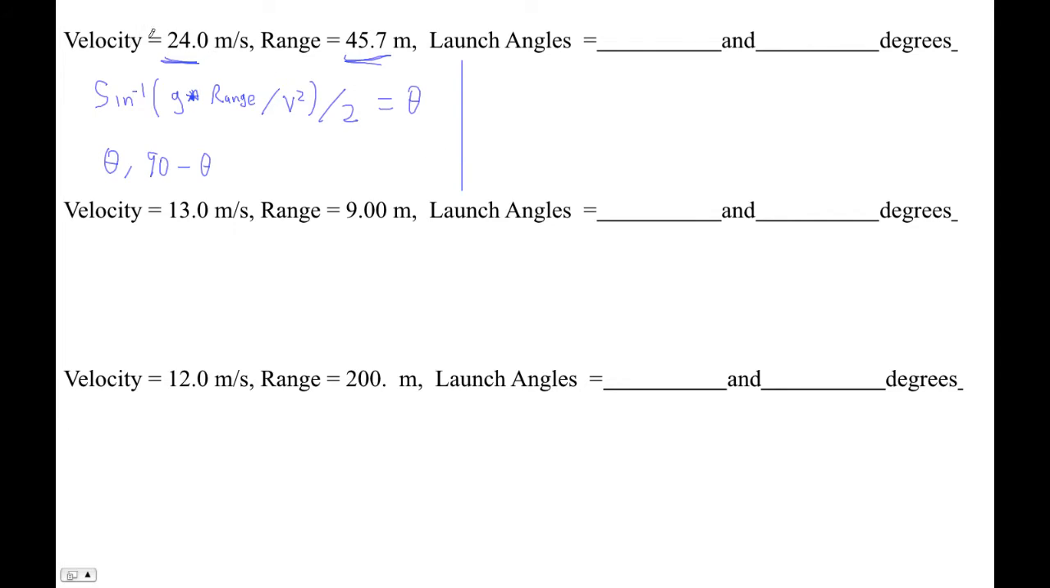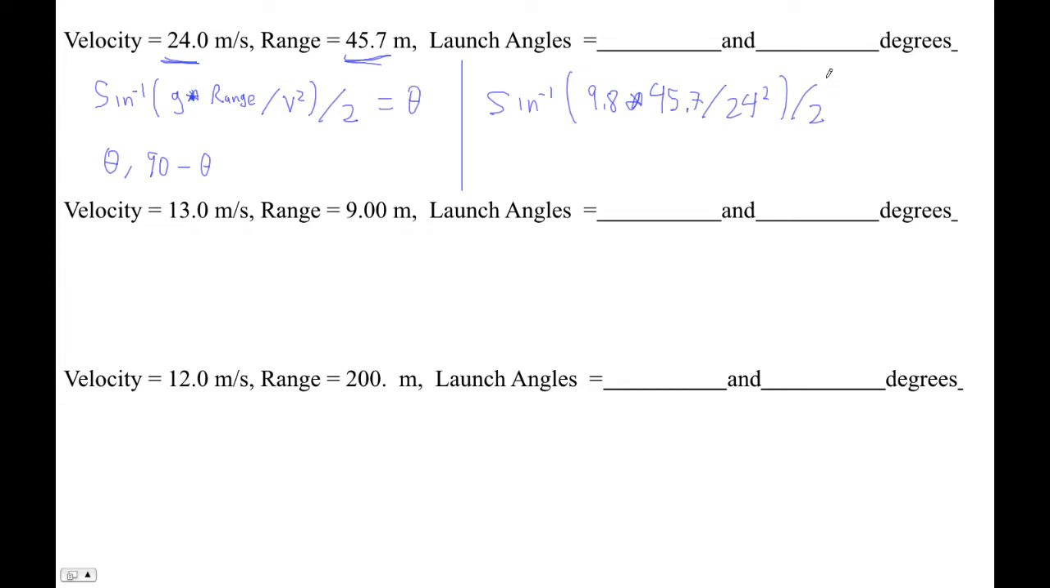Okay, so let's look at this guy here. We want it to go 45.7 meters. We've got a velocity of 24 meters per second. And so I'm going to go inverse sine of 9.8, which is g, times the range, which is 45.7. And then I'm going to divide by 24 squared. So square that. Don't forget to square that. And then that's twice the angle, so we've got to divide by 2. Let's see what we get.